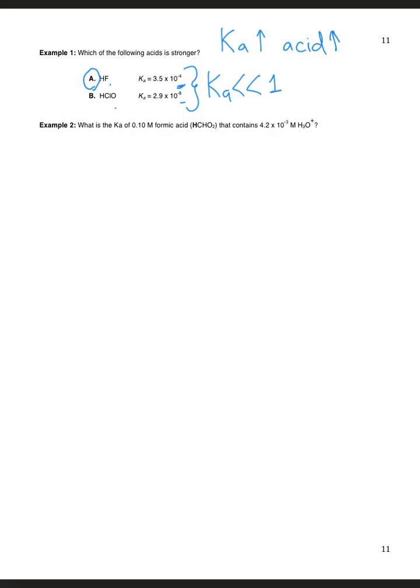acid. The acid ionization in water of formic acid can be written as formic acid reacting with water, and because this is a weak acid, we are going to use a reversible arrow to indicate this. An acid transfers a proton to a base, water, so it becomes the conjugate base formate ion, and the other species would be hydronium ions. So this is the acid ionization in water of formic acid.